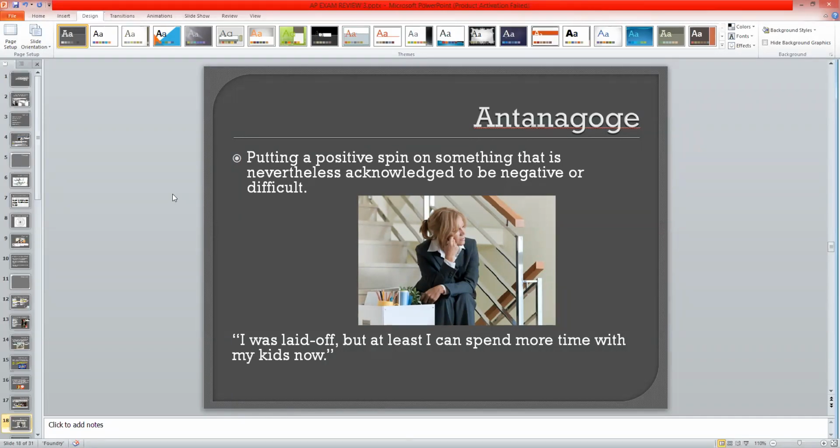Isn't it called optimism? It is, but it's kind of like dark optimism. I was shot, but at least I was shot. No, it's restatement, it's repetition.